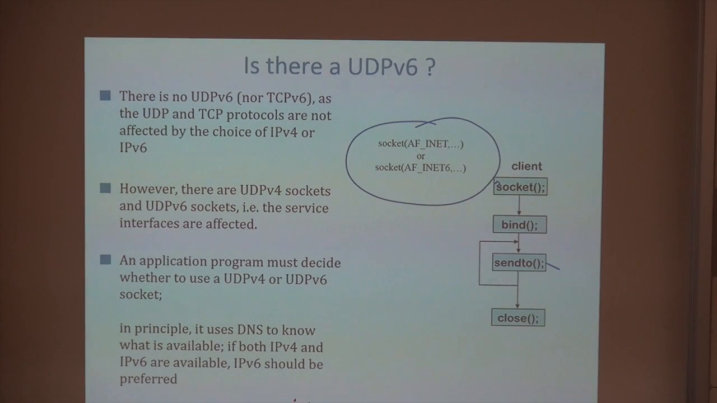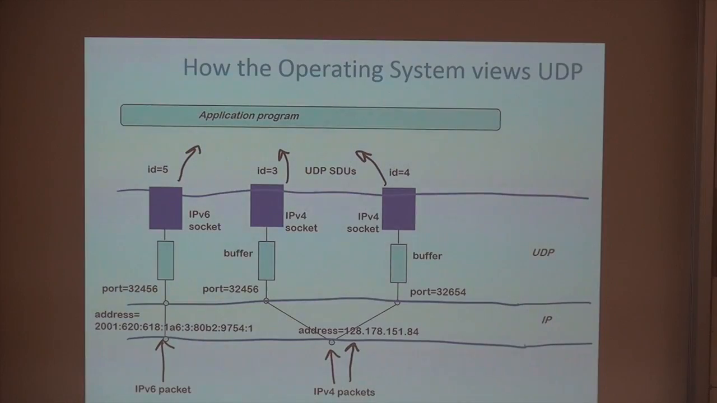There is, as I said, no UDP v6, but there are IPv6 sockets, so you need to specify whether you use IPv6 or IPv4, and this is done by, when you do the socket call, for the zillion possible arguments, one of them says whether it's an IPv6 or an IPv4 socket.